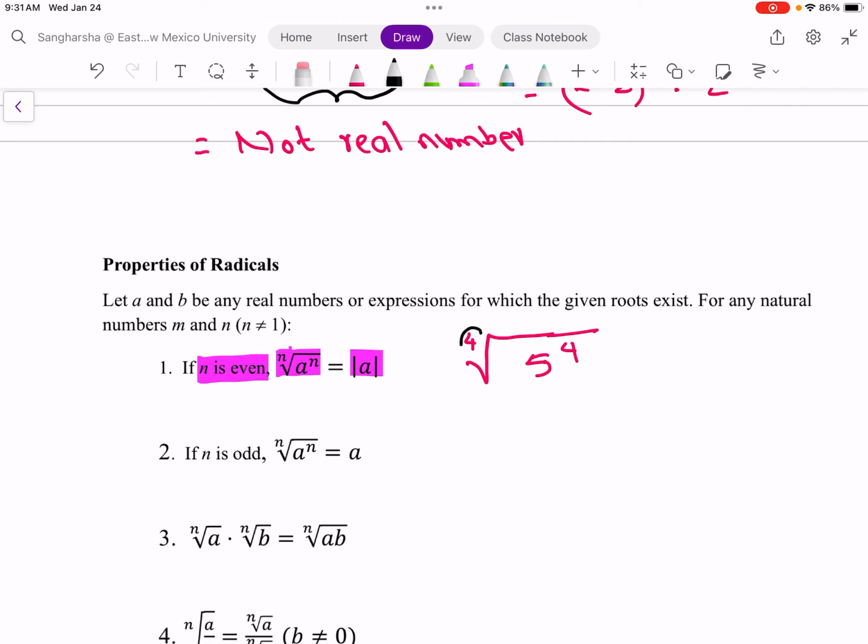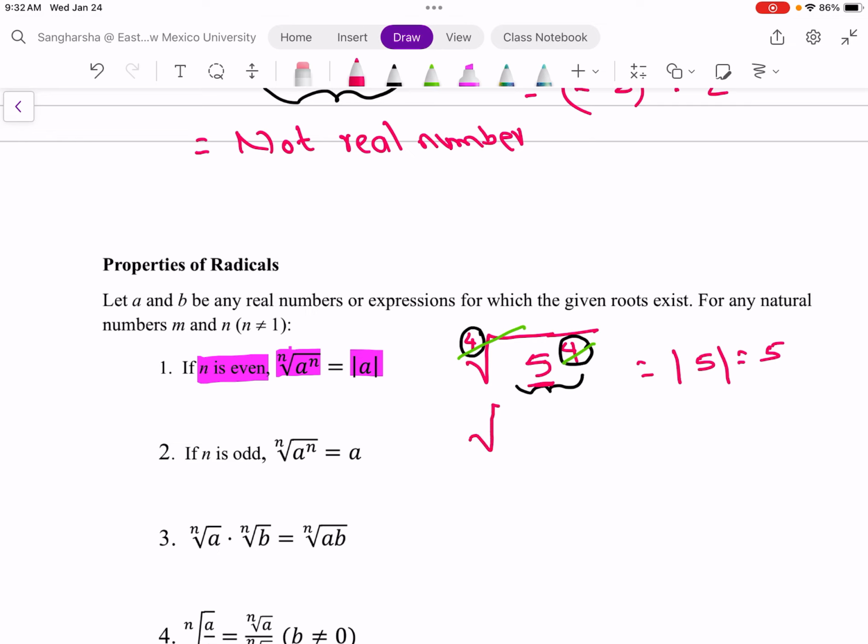The index is 4, which is even. The index and the exponent of this radicand are the same, so we can cancel them, and this equals the absolute value of this number, which is 5, and the absolute value of 5 is simply 5.